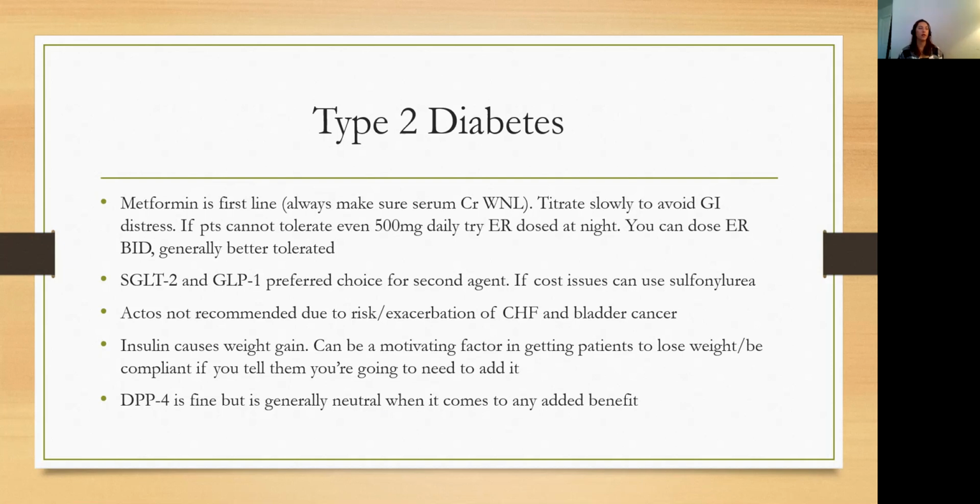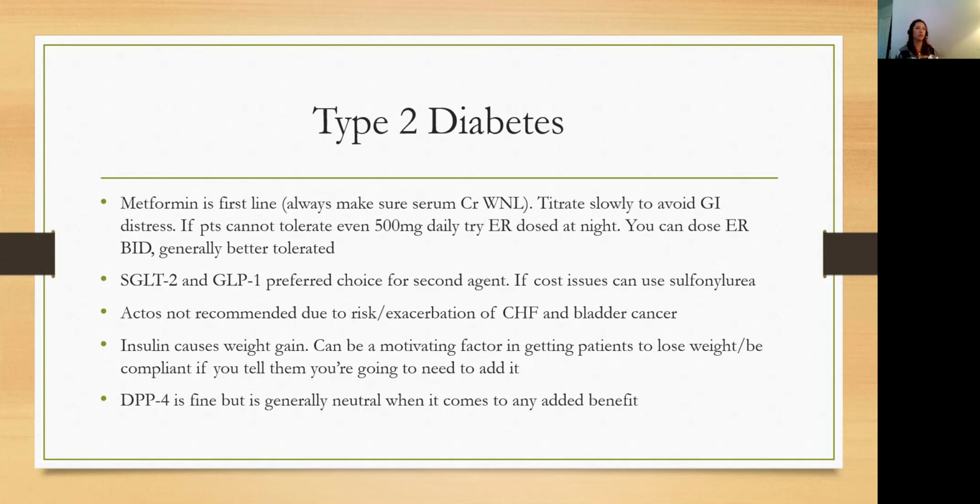If they can't tolerate even just 500 milligrams daily of the immediate release, always try extended release dosed at night first. And you can dose extended release just the same as immediate release, like max dose of metformin extended release is 1000 BID, just like immediate release. So even though it's extended, you can still dose it the same. And so the extended release is generally better tolerated with the GI side effects.